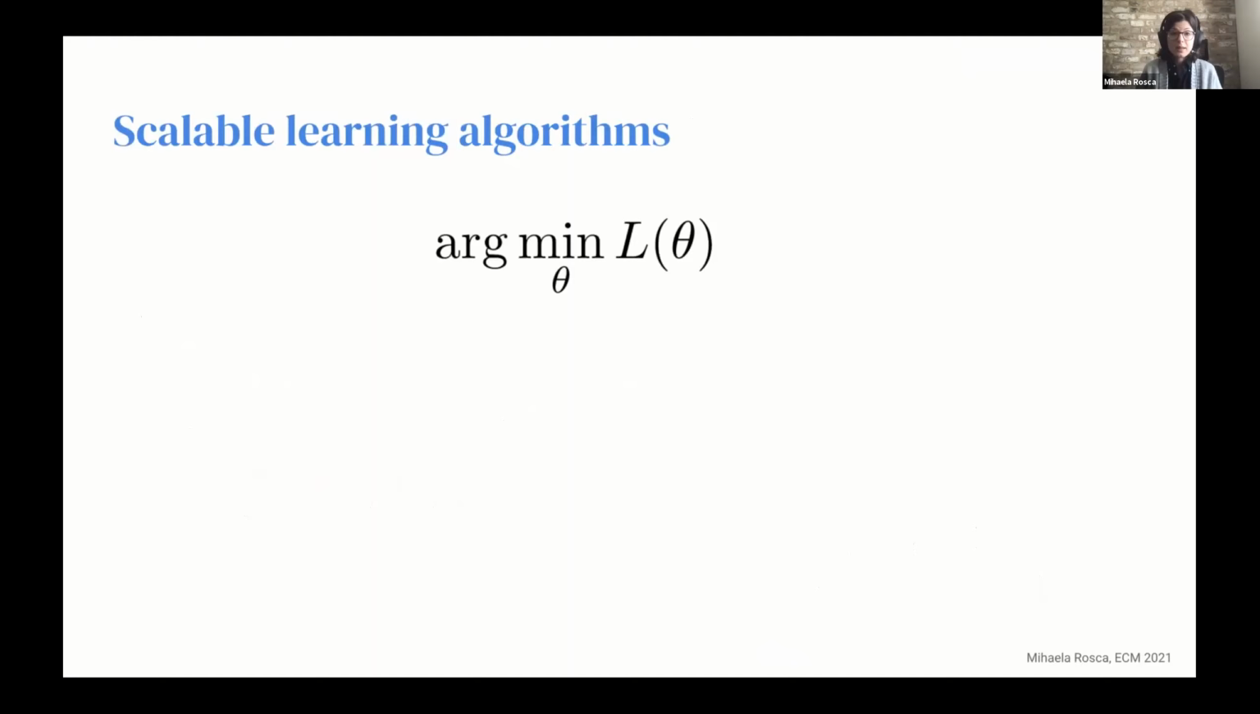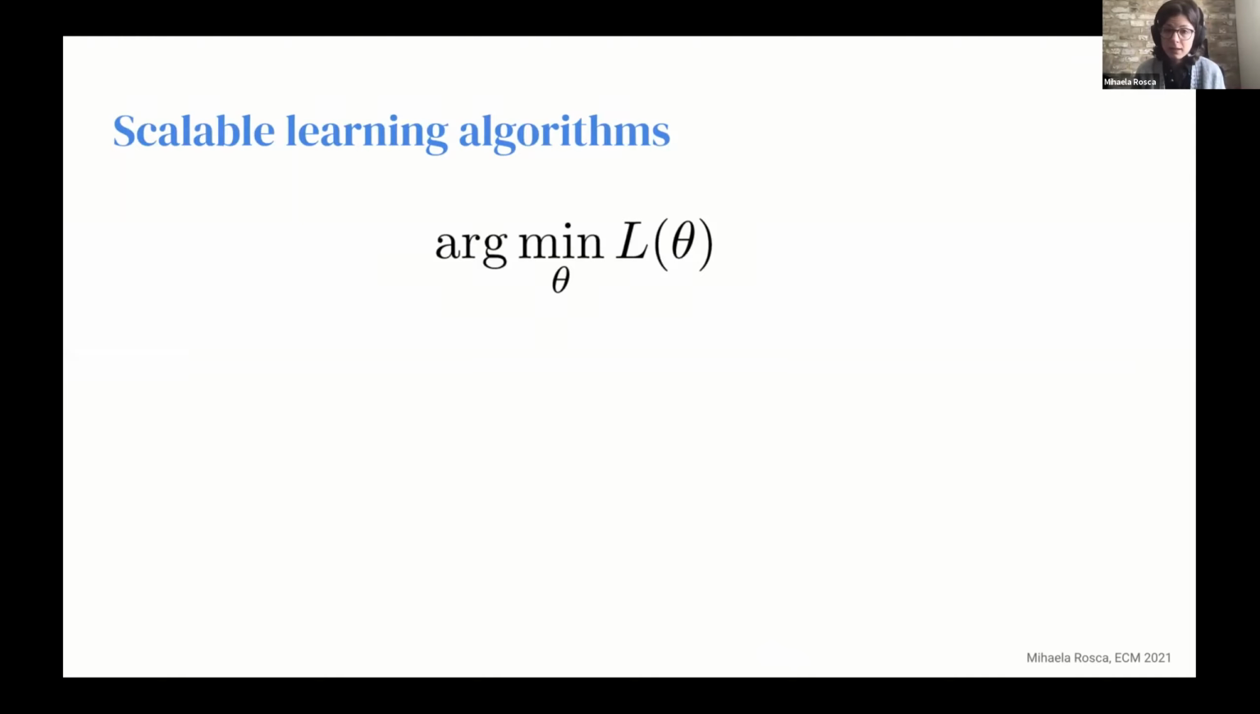I've also mentioned that we need scalable learning algorithms. The reason for that is that a lot of these machine learning data sets are very, very large, and we cannot afford to have algorithms that are, let's say, of third order in the size of the data set. So we want something that learns relatively efficiently in the size of the data, for example.